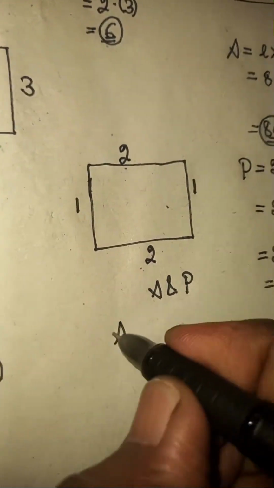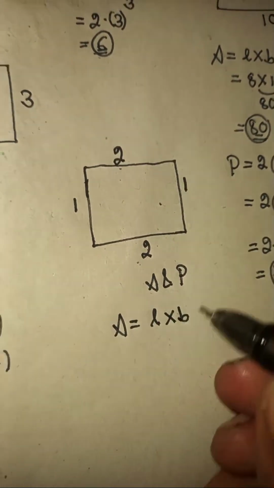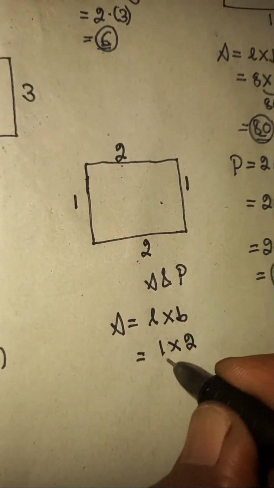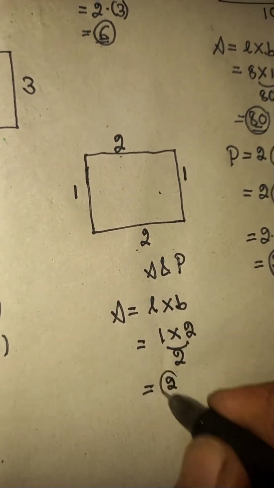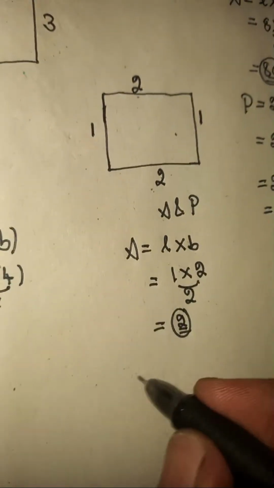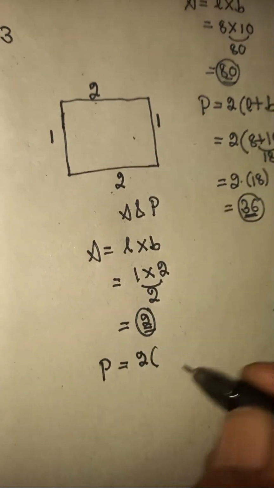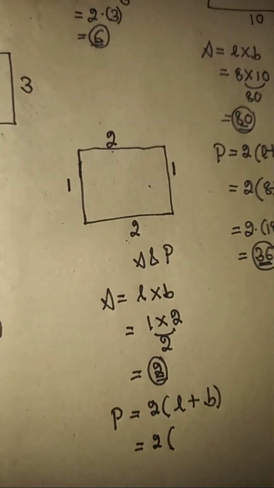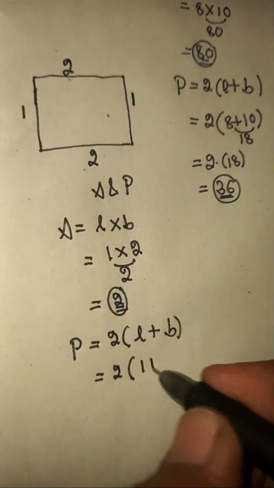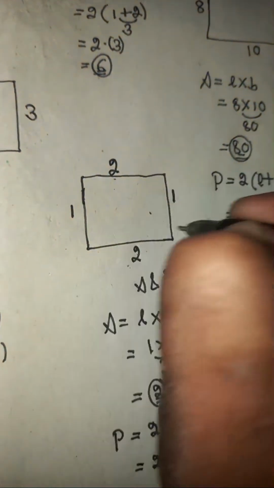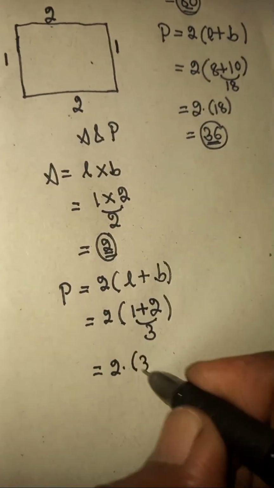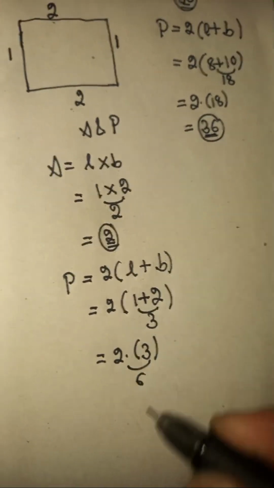Now the area is length times breadth. Length times breadth means 1 times 2. 1 times 2 is 2. So it is 2 square units. Now the perimeter is 2 times length plus breadth. So it is going to become 2 times 1 plus 2. That is the length is 1 and breadth is 2. 1 plus 2 is 3. That is 2 times 3. If you multiply, you are going to get 6 units.